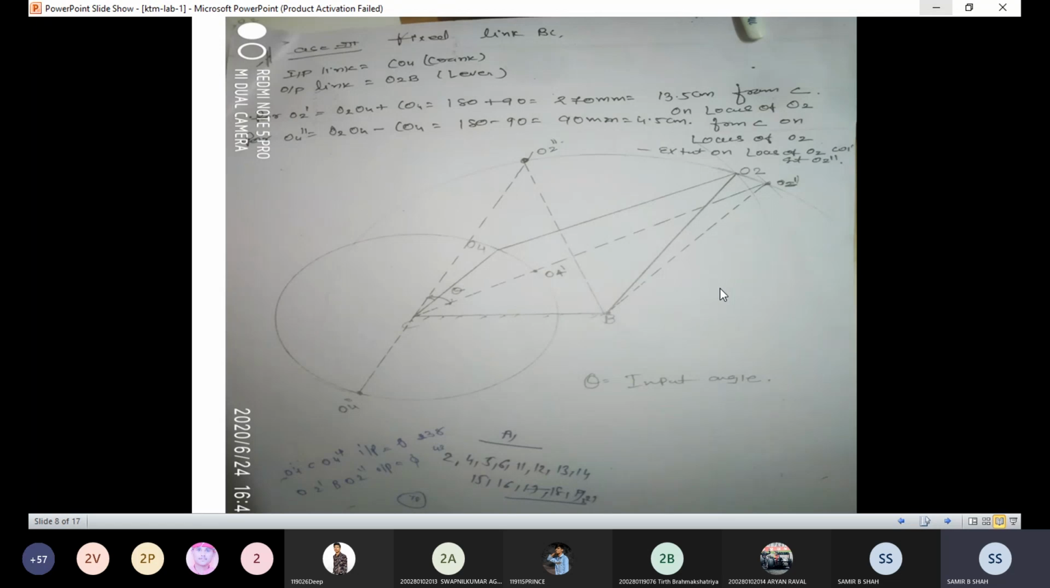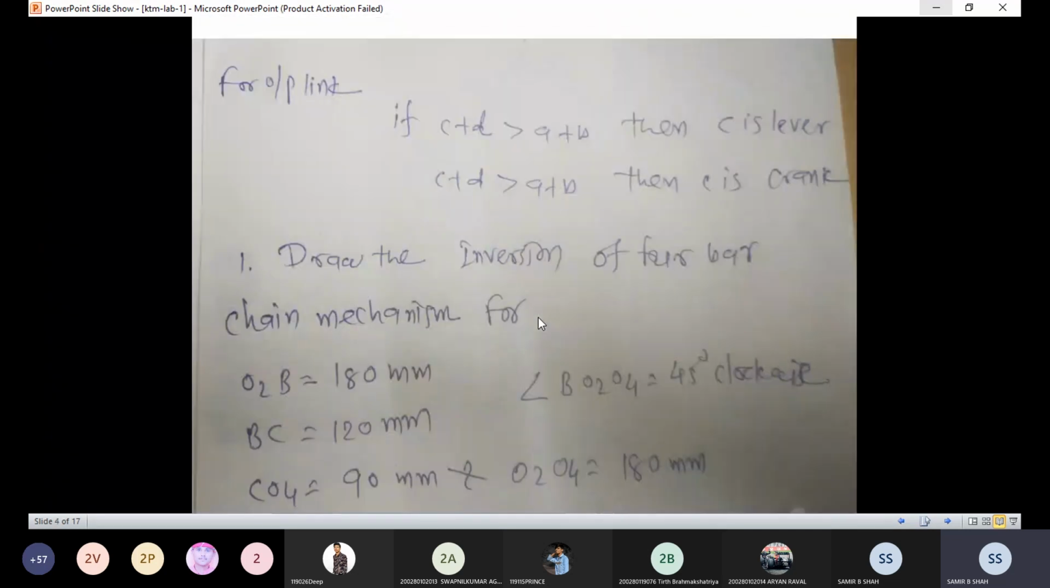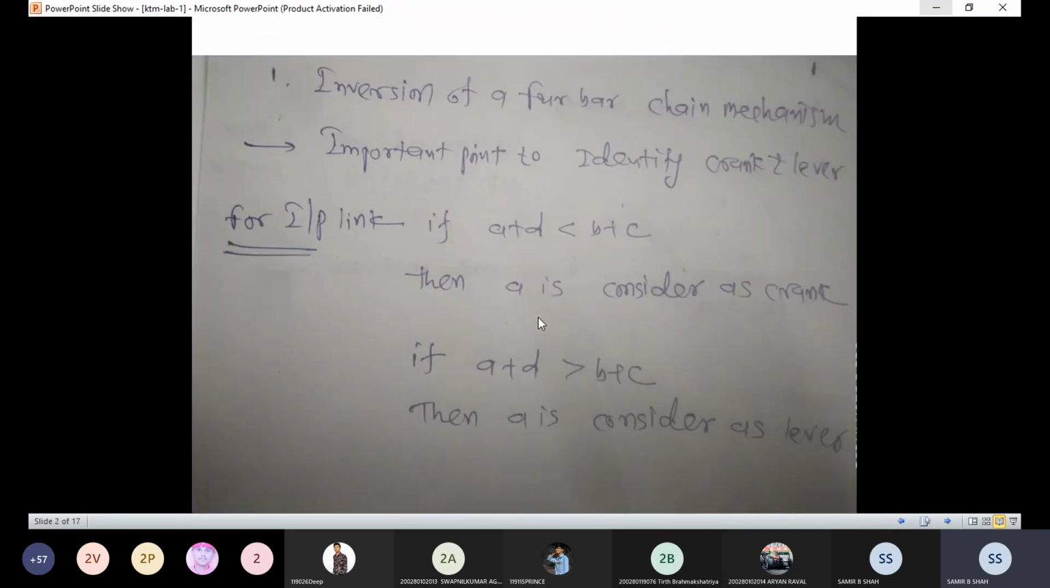Tell me what kind of mechanism this is. I already mentioned it, but you also have to define it. This input first link is A, B, C, D: first link A in clockwise, B, this is C and this is D, as per the condition discussed earlier. Tell me whether the input link is a crank or a lever.